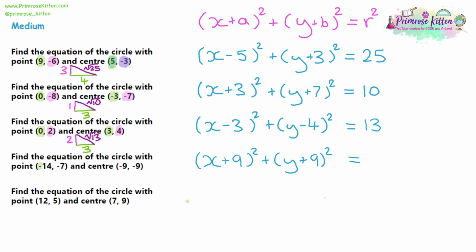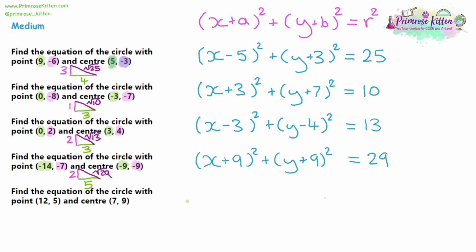Look at the x coordinates, -14 and -9. They're going to have a distance of 5. Then look at the y coordinates, -7 and -9. They're going to have a distance of 2. Construct your triangle. I'm going to do 2 squared plus 5 squared. That would be 4 plus 25, which is 29. So we write down 29 into the equation, which represents the radius squared.